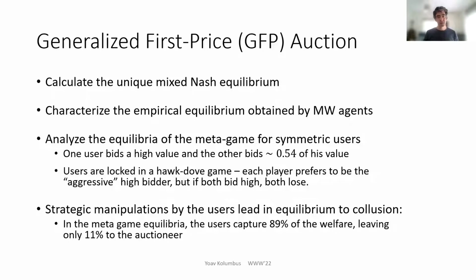And interestingly, these strategic manipulations in these equilibria lead to significant collusion. The users capture 89% of the welfare, which leaves only a small fraction to the auctioneer, which is probably against the interests of the auctioneer or of the platform designer.